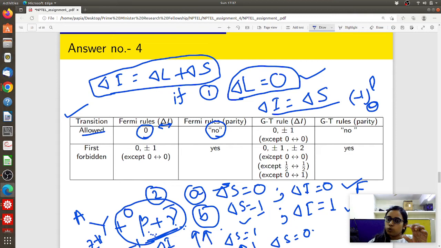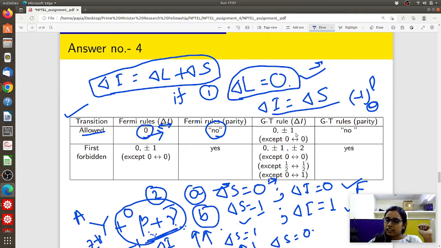Parity is no does not mean that parity is 0 here for all the particles. Parity is no means there is no change in parity. So delta L equals 0 here. If Fermi rules say that delta I should be 0, then delta S should be 0, because for that allowed region delta L is always 0.